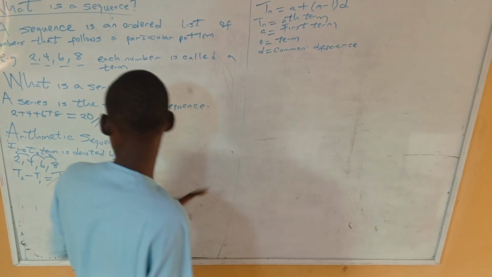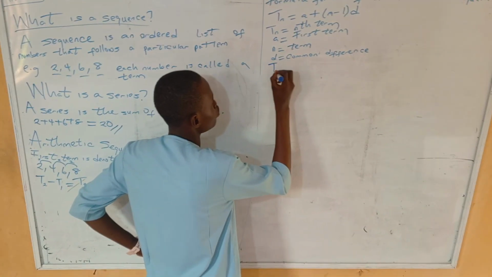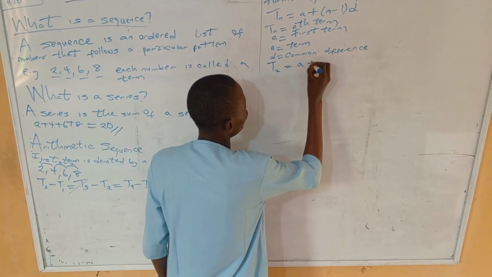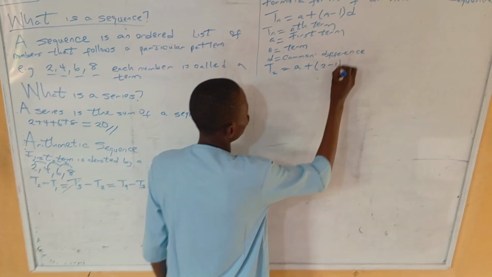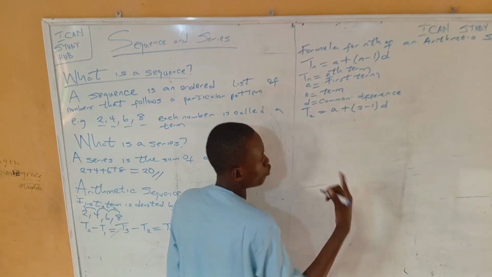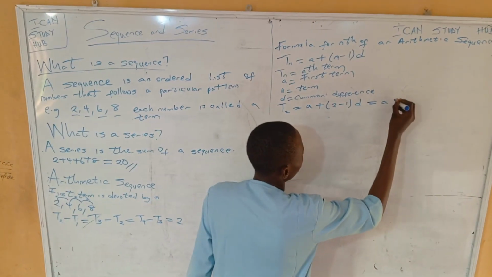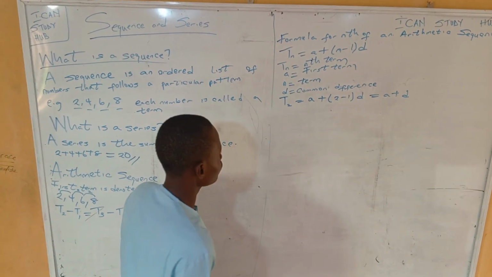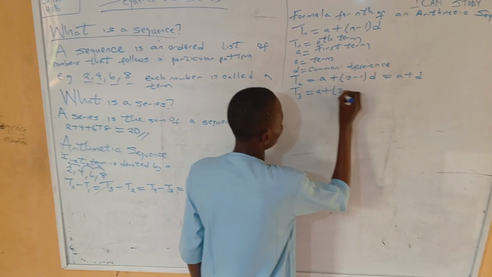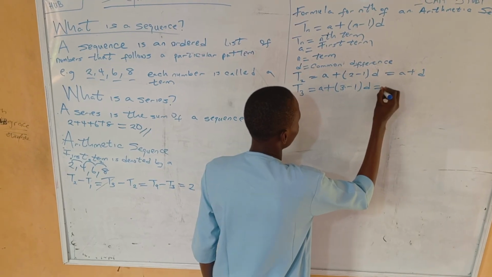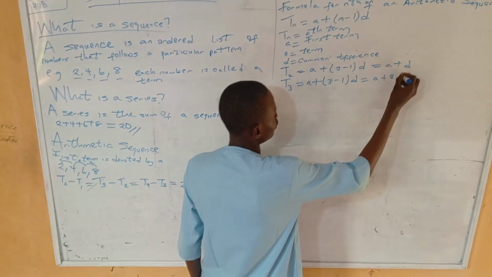So now, a is the first term. If you're trying to get the second term, T2 is equal to a plus open bracket 2 minus 1 close bracket d, where 2 is the term we are looking for. 2 minus 1 is 1, so a plus 1 times d, that's a plus d. Then if you're looking for your third term, it will be a plus open bracket 3 minus 1 close bracket d, which is a plus 2 times d, that's 2d.